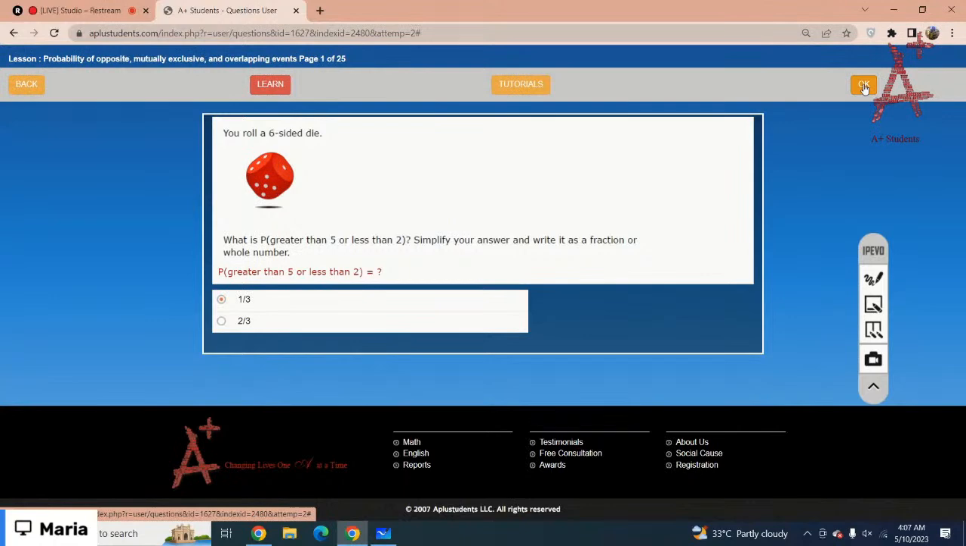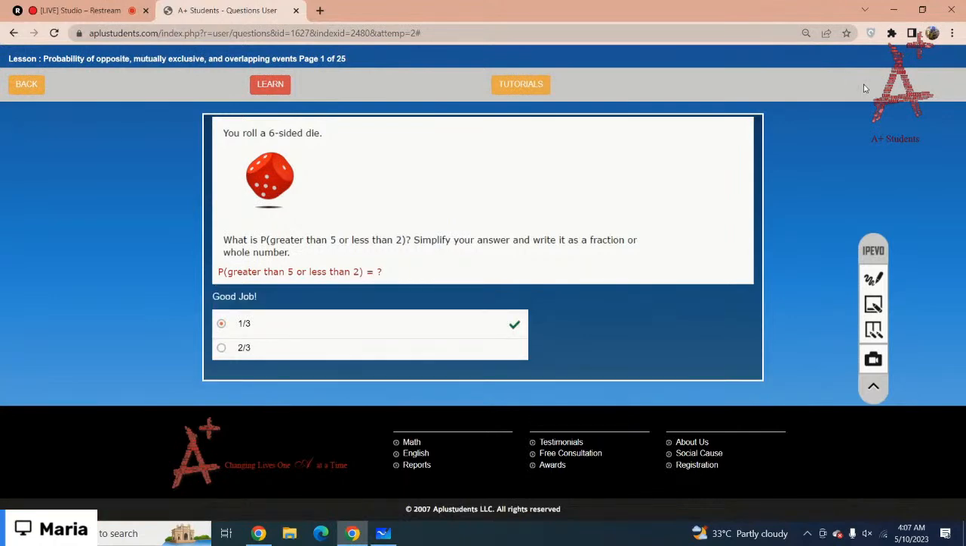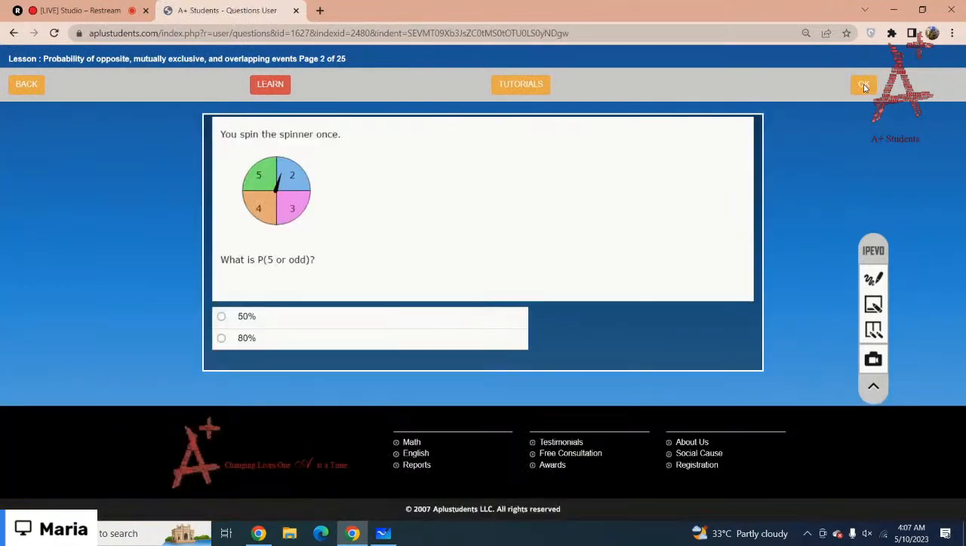It would be 1 over 3. Okay, the next one is you spin the spinner once. What is the probability of 5 or odd? You have to calculate the probability of 5. The probability of 5 is 1 out of 4. Got it? The spinner has 4 portions. Only one of them is 5. So the probability of 5 is 1 out of 4.